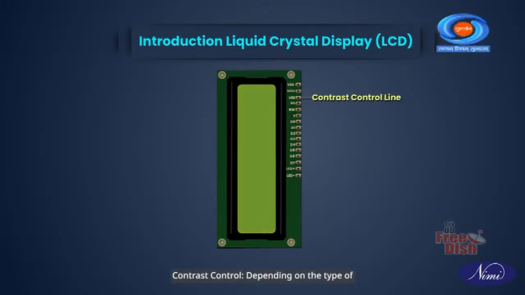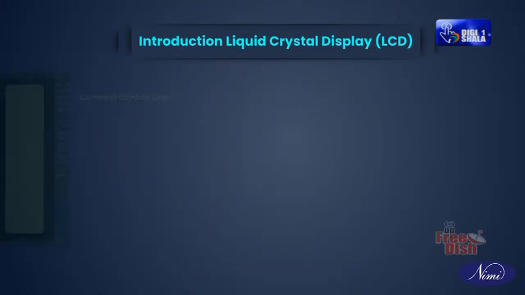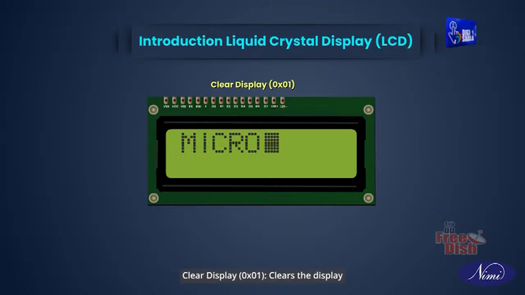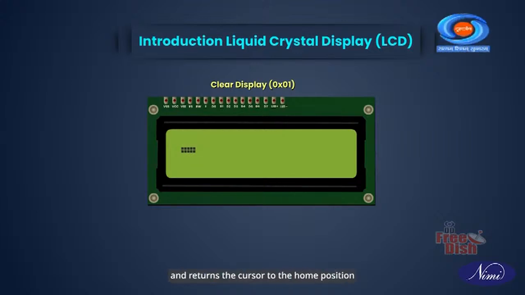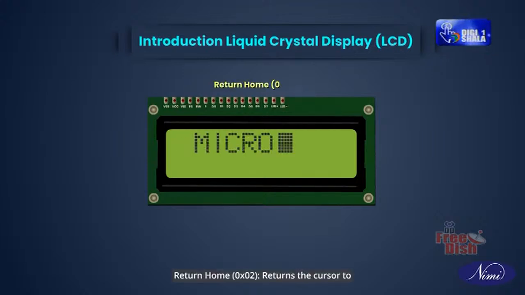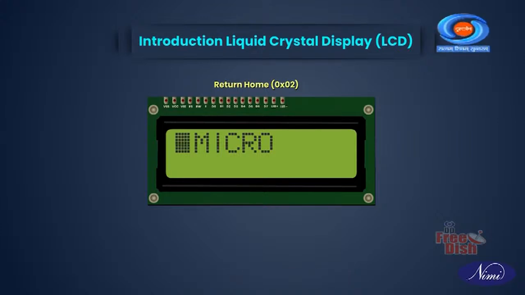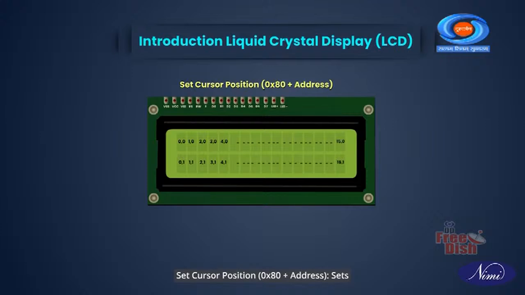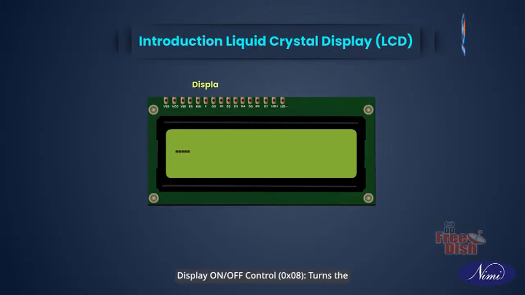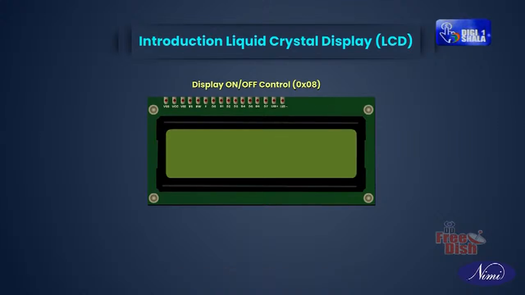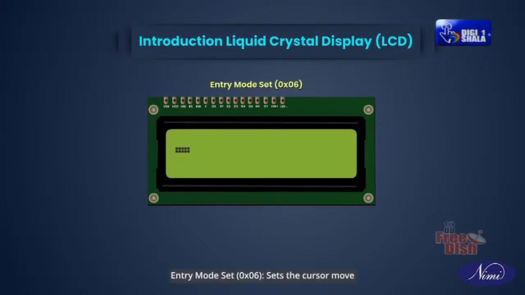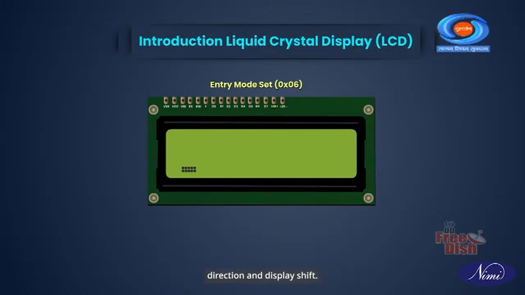Contrast control. Depending on the type of LCD, a contrast control pin may be present to adjust the contrast of the display. Clear display 0x01 clears the display and returns the cursor to the home position. Address 0. Return home 0x02 returns the cursor to the home position without clearing the display. Set cursor position 0x80 plus address sets the cursor to the specified address on the display. Display on or off control 0x08 turns the display on or off. Entry mode set 0x06 sets the cursor move direction and display shift.